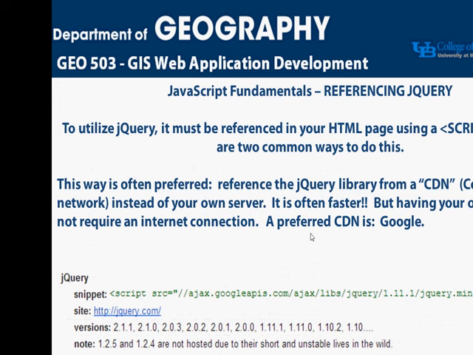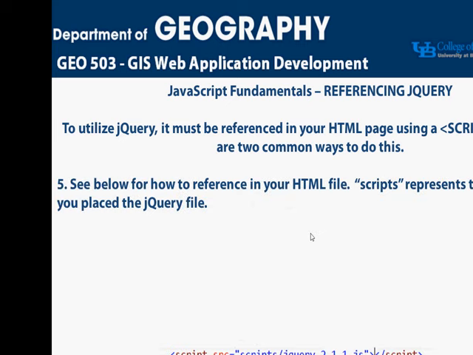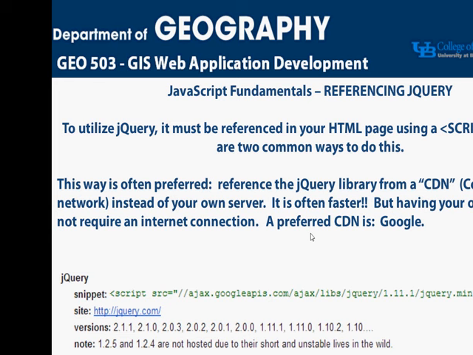So to review this, to utilize jQuery, it must be referenced in your HTML page. We did that right here. The other way to do this, which is often preferred, is that there are online sources hosted by Google where they have the JavaScript function online. So instead of having to download it and put it in your directory, you can just call this version of jQuery online at this address. And we'll look up and see where that address is, whether that's still the same.